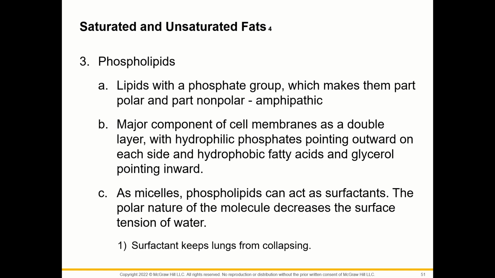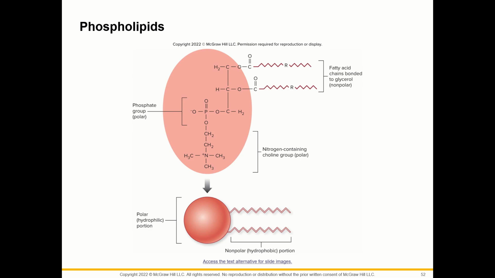As micelles, phospholipids can act as surfactants, and the polar nature of the molecule decreases the surface tension of the water. And so this surfactant keeps lungs from collapsing. So phospholipids acting as surfactants is very important in the lungs, and also micelles can transport fats through the bloodstream.